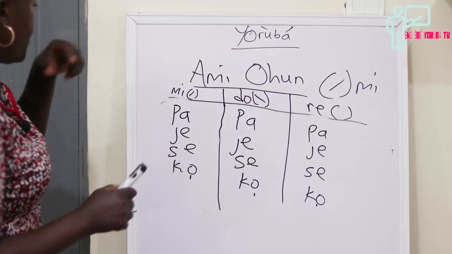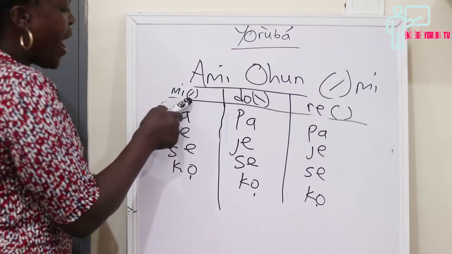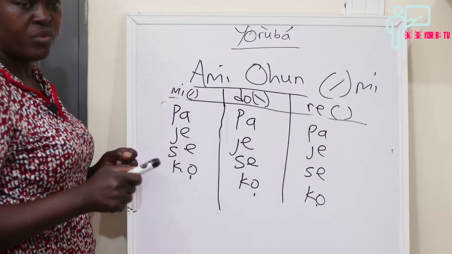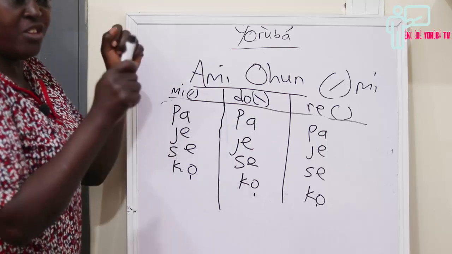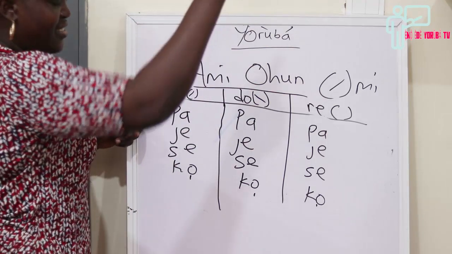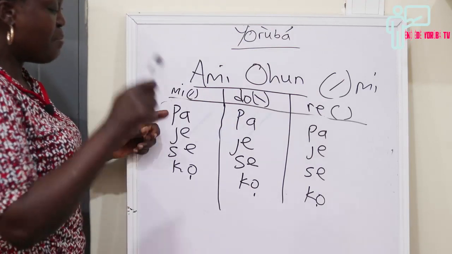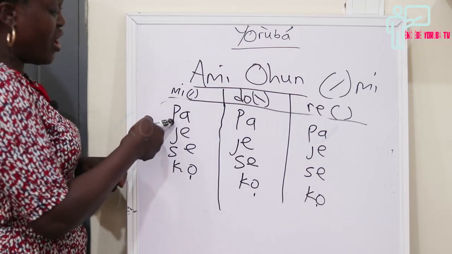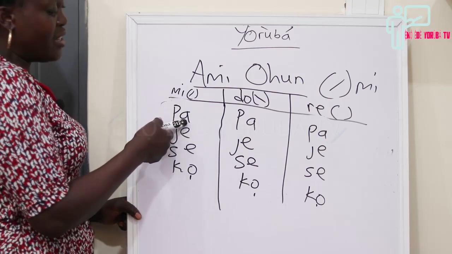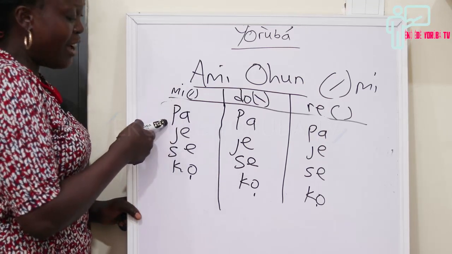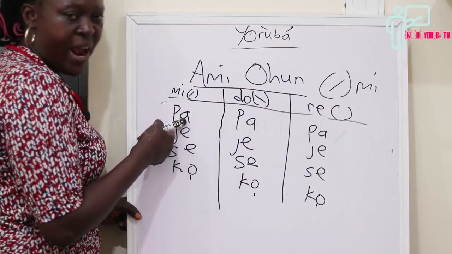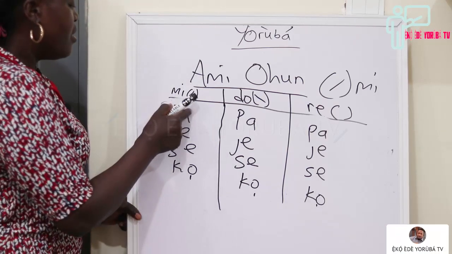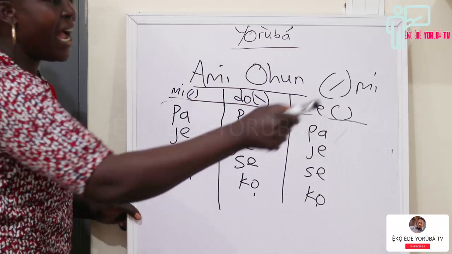Now let's see. You call it the way we call: mi, do, re, mi. You call it out like that. If you can remember, this one is consonants, while this one is vowel. Consonanti, Faweli.